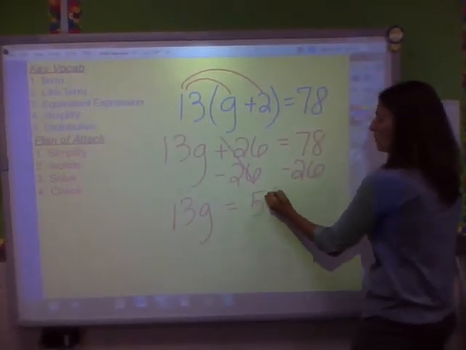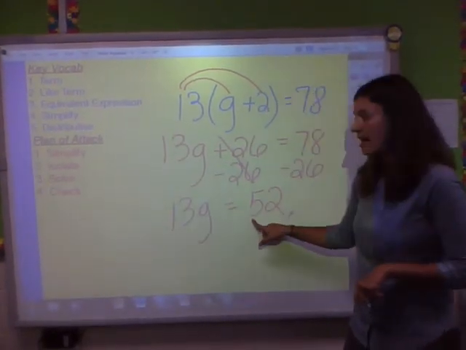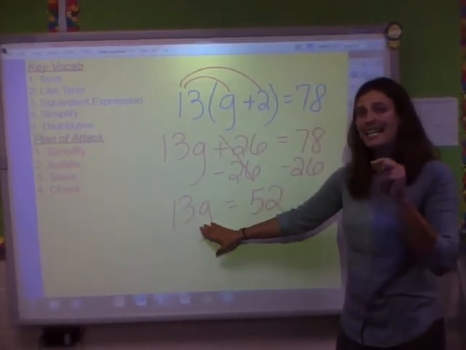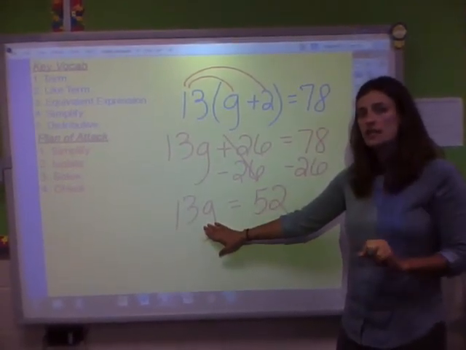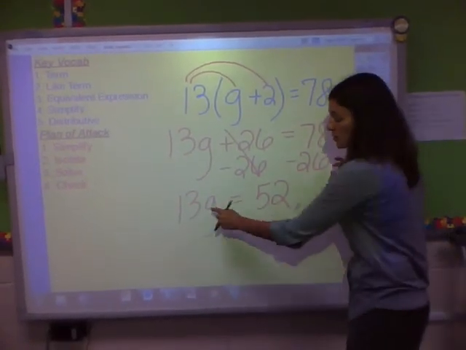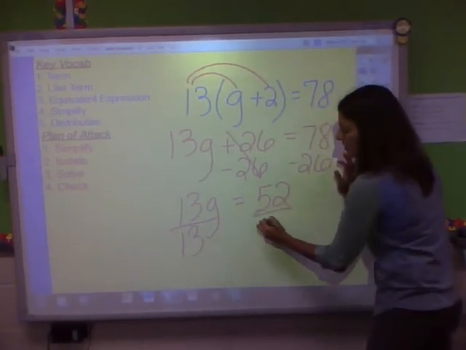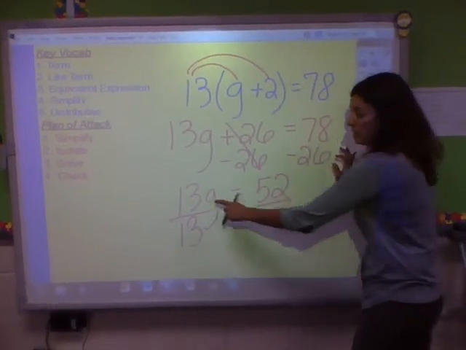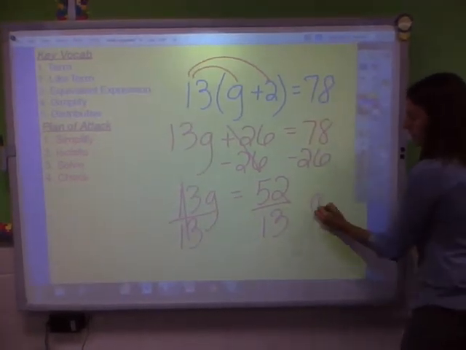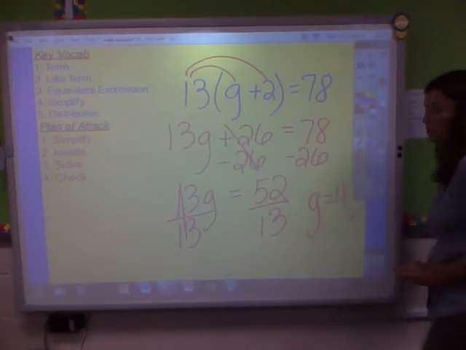So what do I have? 52. Am I isolated? Yes. Am I solved? Not quite. I need to solve and find out what g stands for, not 13 of them. So again, think inverse. This says multiply, so inverse is divide. A number divided by itself, 1. G equals 52 divided by 13, 4.